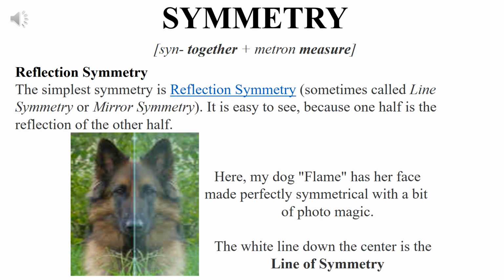Symmetry. Syn means together, plus metron means measure. Reflection symmetry. The simplest symmetry is reflection symmetry, sometimes called line symmetry or mirror symmetry. It is easy to see because one half is the reflection of the other half. Here, my dog Flame has her face made perfectly symmetrical with a bit of photo magic. The white line down the center is the line of symmetry.